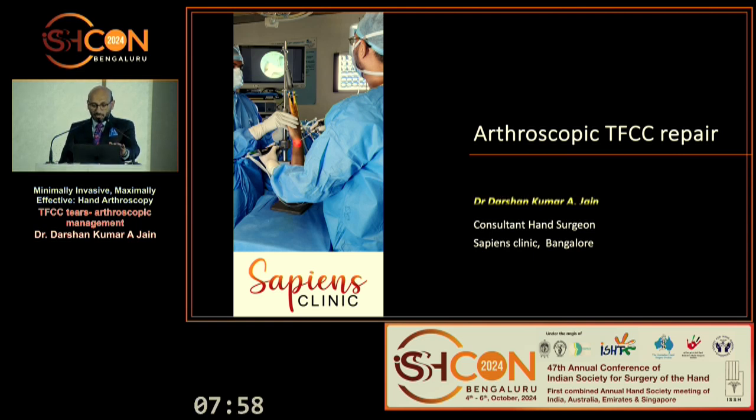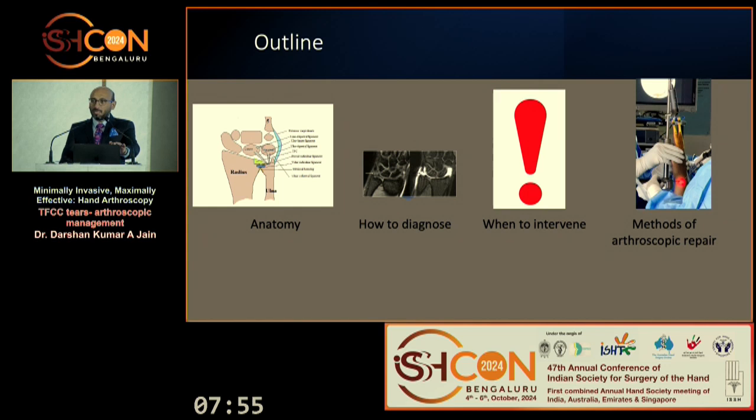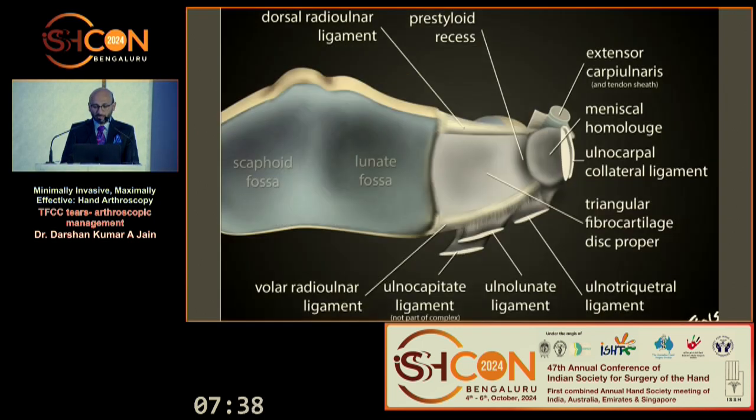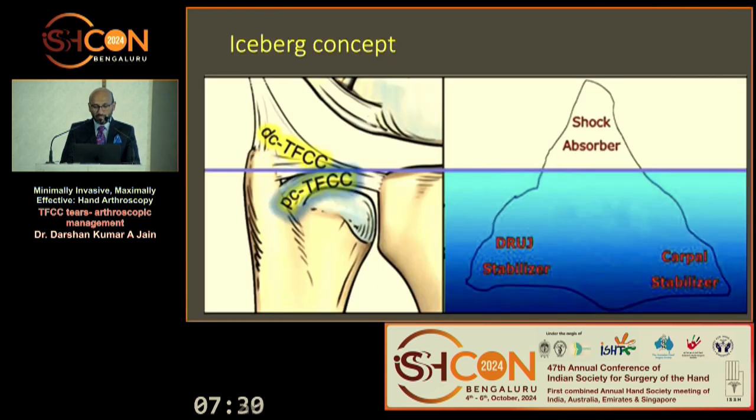Arthroscopic TFCC repair. So my overview of this is basically on anatomy and how to diagnose, a few points on how to intervene, and mainly much of my talk is on methods of arthroscopic repair. So we all know these are the components: the central and the dorsal ligaments and the meniscus homologue, as well as the ECU subsheath, and the volar and the dorsal ligaments. When you do an open procedure, you don't see it like this, whereas an arthroscopic view gives you the benefit of viewing the entire TFCC complex.